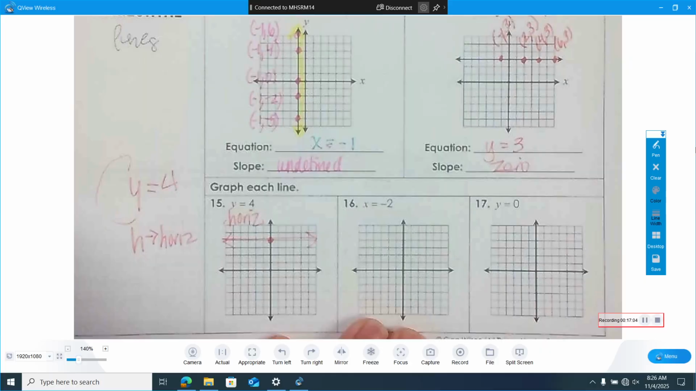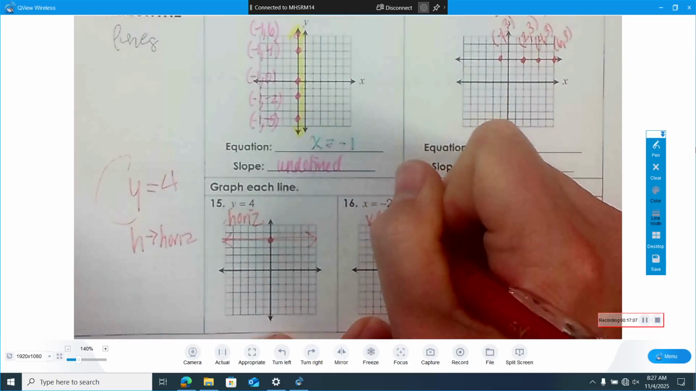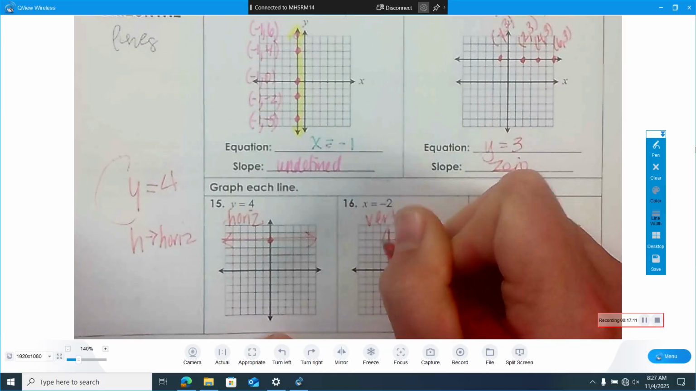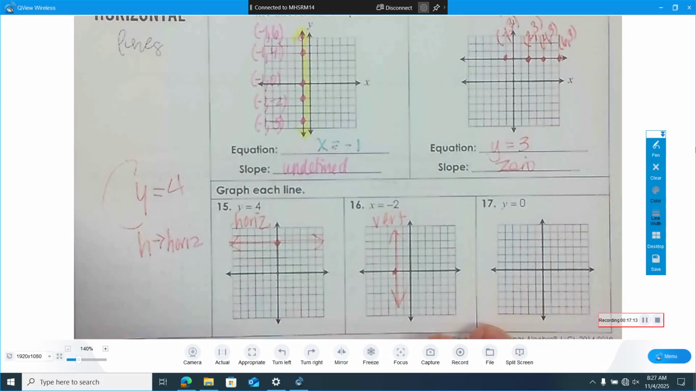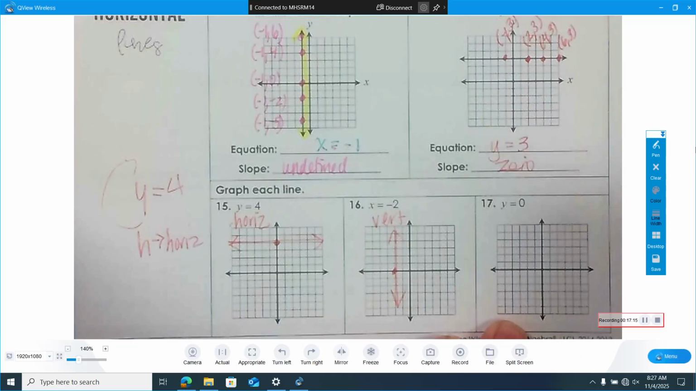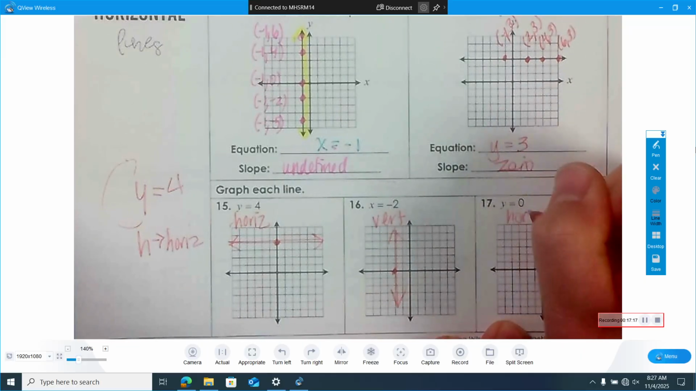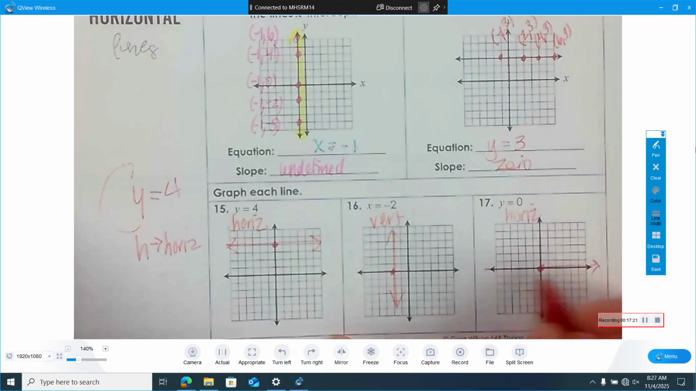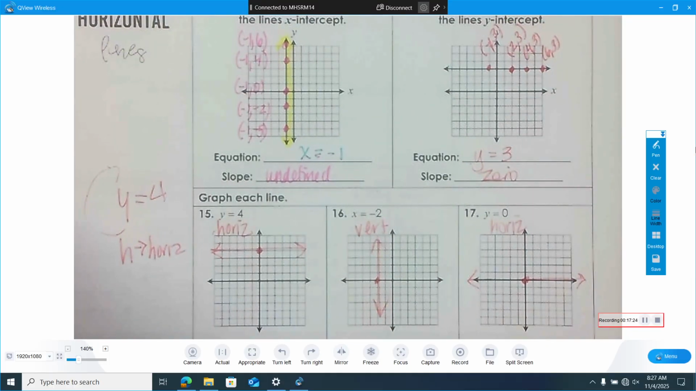Number 16, horizontal or vertical? Vertical. It is a vertical line through negative 2 on the x-axis. Y equals 0. Horizontal or vertical? Horizontal, at 0 on the y-axis. Yes, ladies and gentlemen, the line y equals 0 is the equation of the x-axis.